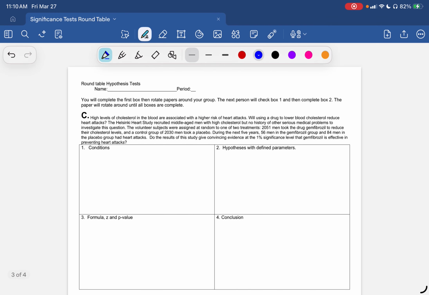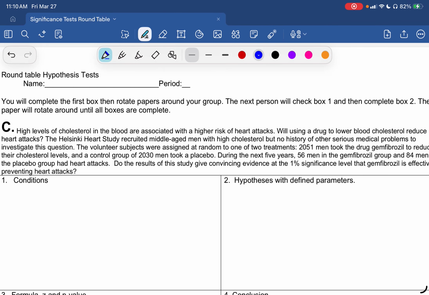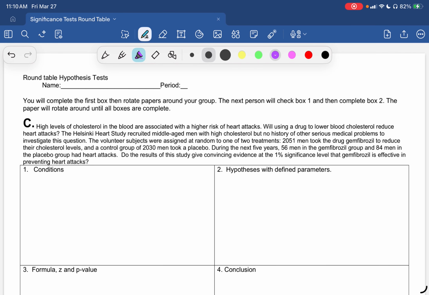What about if we have a difference of proportions? I can hear you asking that. Okay, here's what's cool about this. High levels of cholesterol in blood are associated with higher risks of heart attacks. Will using a drug to lower blood cholesterol reduce heart attacks? So now we have a Helsinki heart study that recruited middle-aged men with high cholesterol but no history of other serious medical problems to investigate this question.